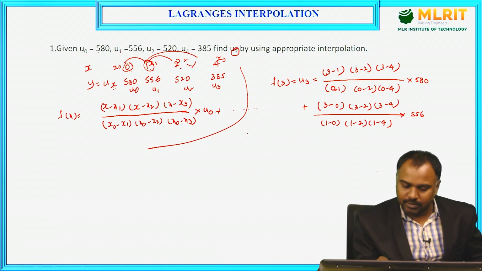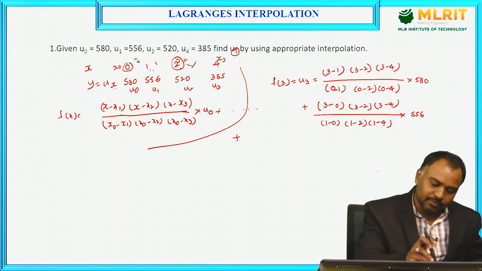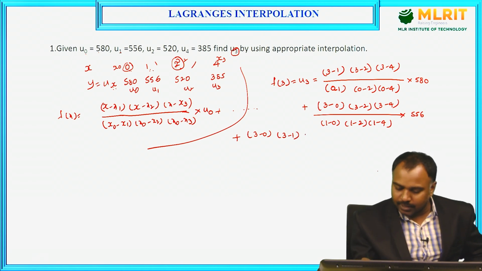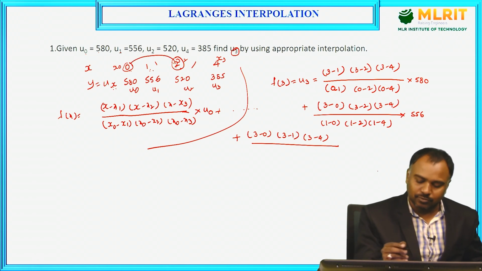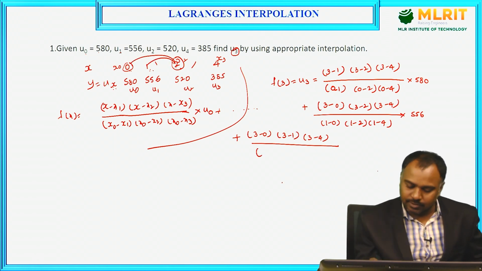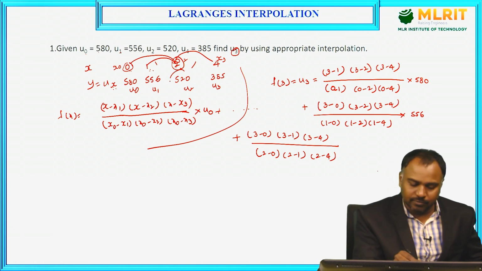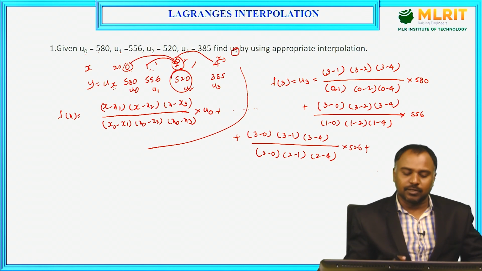Now the third term is plus, and the third term belongs to 2. So except this one, all the remaining terms: 3 minus 0, 3 minus 1, 3 minus 4, divided by 2 minus 0, 2 minus 1, 2 minus 4. The respective function value is already given in the data, that is 526. So the third term is done.